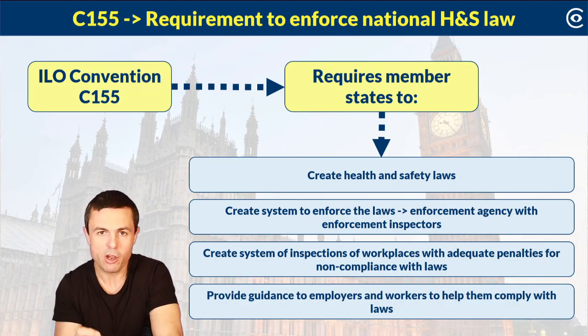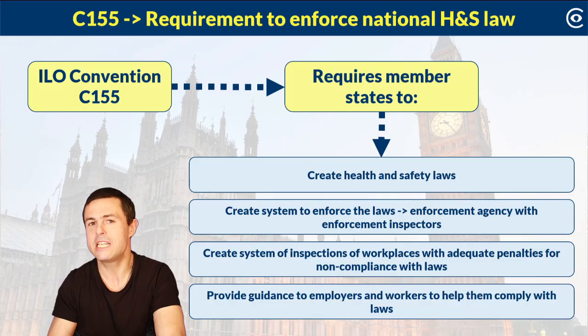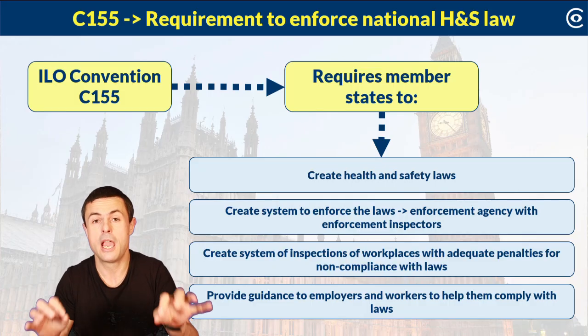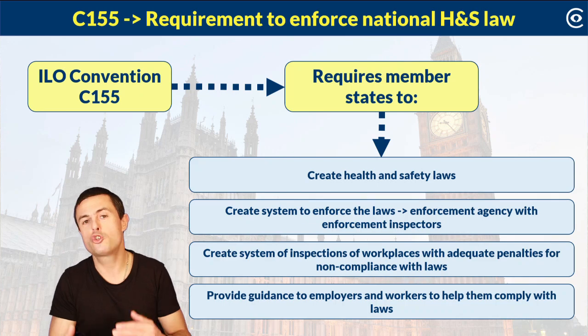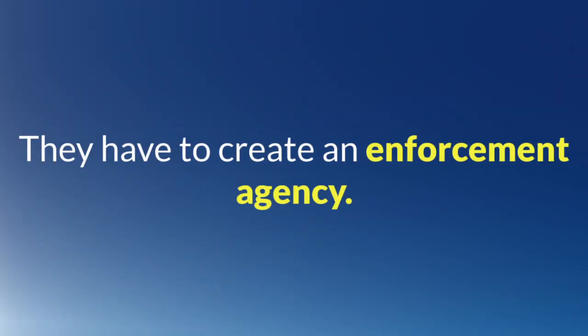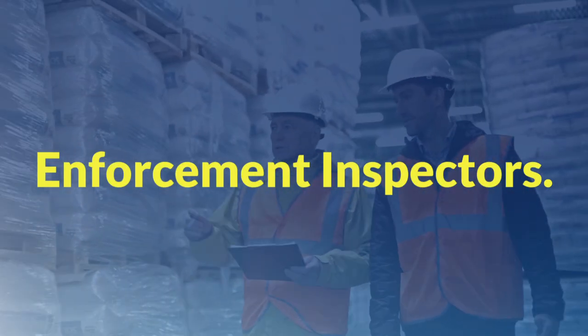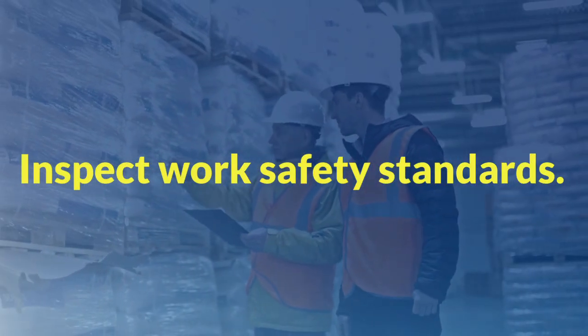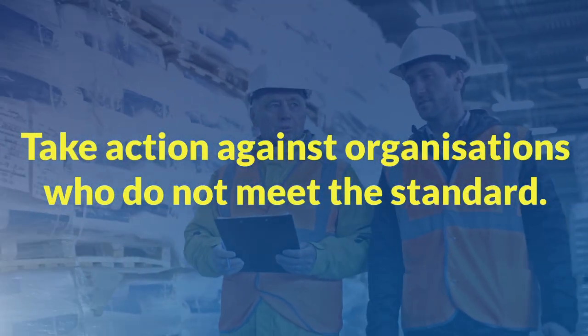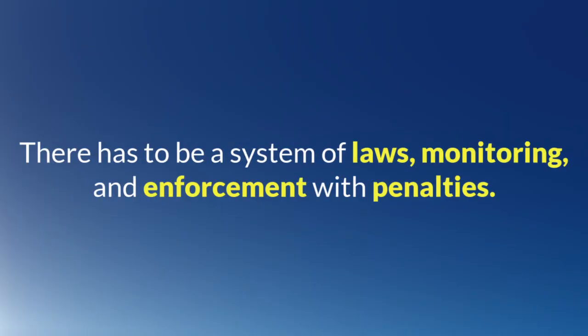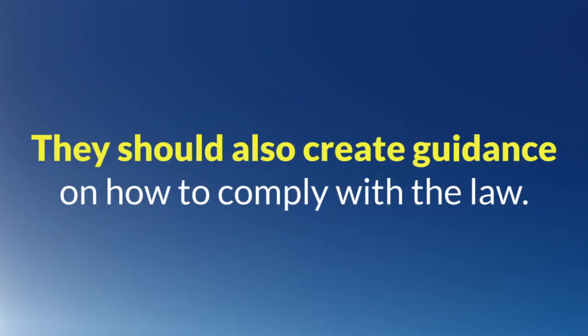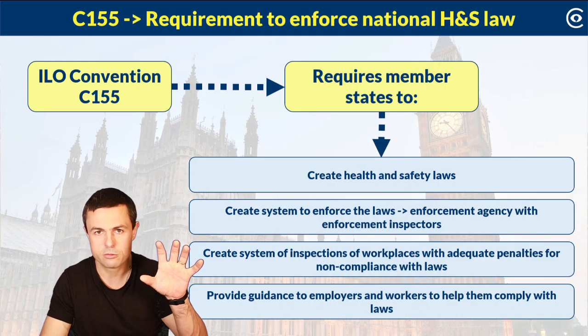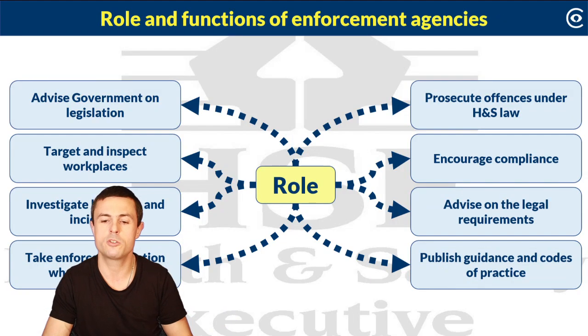And so, C155 requires national governments to create health and safety laws, their own national safety laws. And they must also create a system to enforce those laws, which means they have to create an enforcement agency with enforcement inspectors who are going to inspect work safety standards, advise organizations, and also take action against organizations who do not meet the standard. So there has to be a system of laws, monitoring and enforcement with legal penalties. And they should also create guidance documents, advice to share with employers on how to comply with the law. So C155 requires member states to create a system of enforcement and to create enforcement agencies.